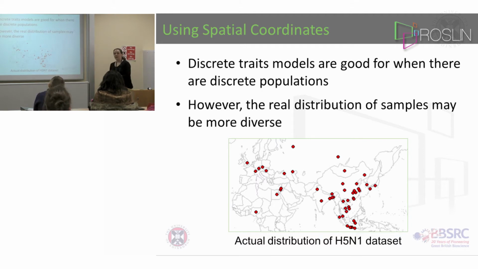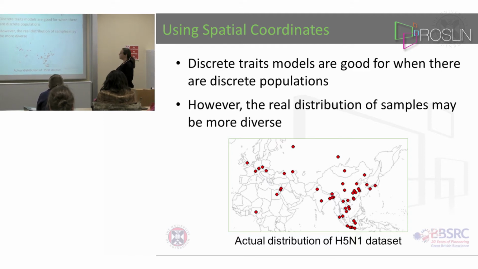However, I've been describing to you discrete trait models because each thing was either in a discrete location, in one region of the world, or in one species. However, particularly when thinking about locations, it isn't really true that they're actually discrete populations, and particularly not in this case. This is the actual real distribution of where the samples came from in that data set. And so I put them into 5 regions of the world, but they're not really clustered like that. In reality, they're just much more spread out.